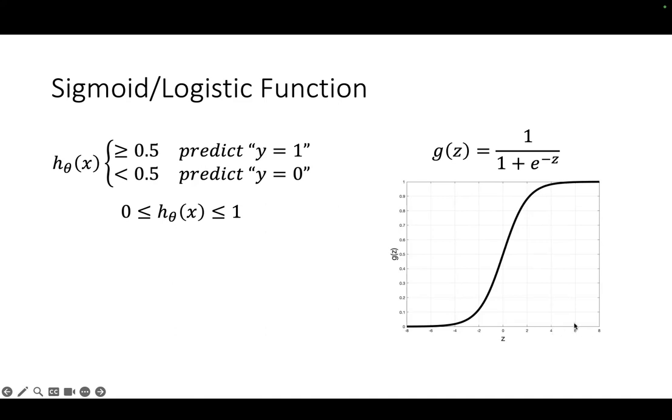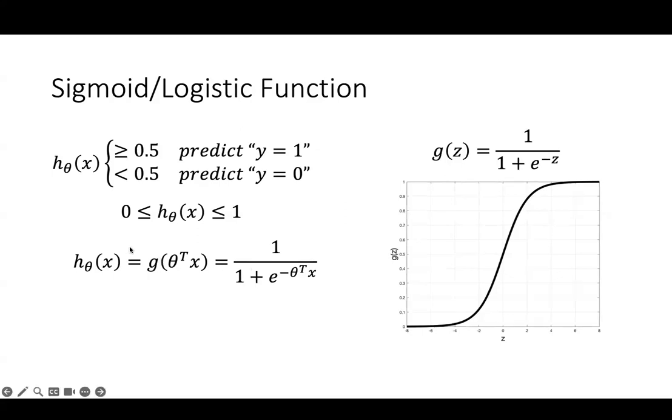If z is 6, then this function already gives you almost 1. Pag z is equal to negative 6, then this function gives you almost 0. Okay, so makita nyo kung gaano kaganda tong function na ito pagdating sa classification, di ba? Kasi mataas kagad kahit na small values ng z, mataas kagad yung binibigay niya sa inyo na result, either 1 or 0. Okay?